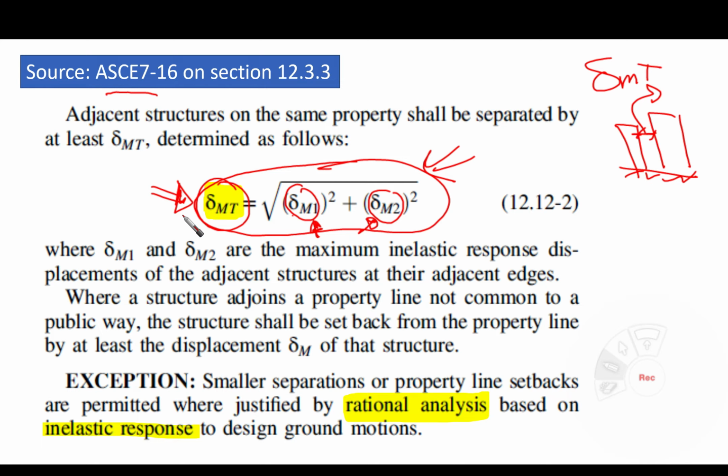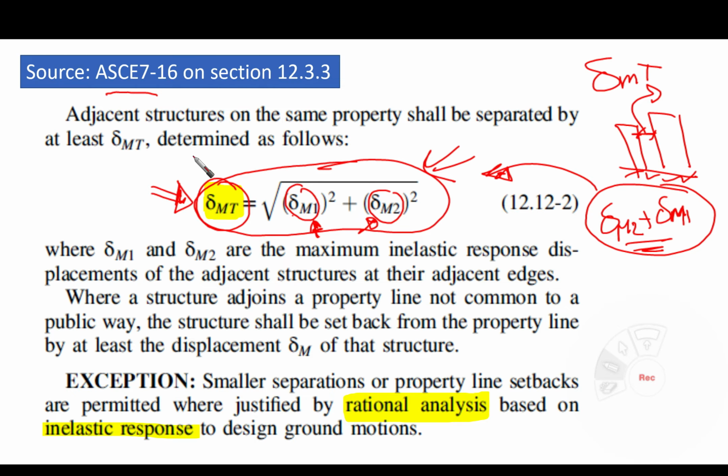That's what we want. Maybe you can think that we should get delta M1, for example, plus delta M2, and that's it. But actually, this is not going to give a statistical representation. This is a little bit of exaggeration. So we are taking a statistical value, something that is representing both based on square root of sum of squares. And I'm going to talk about this in the commentary of ASCE 7-16. Okay.